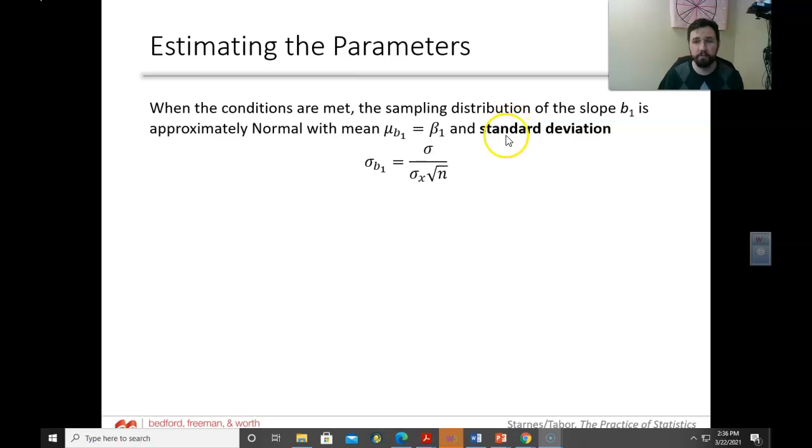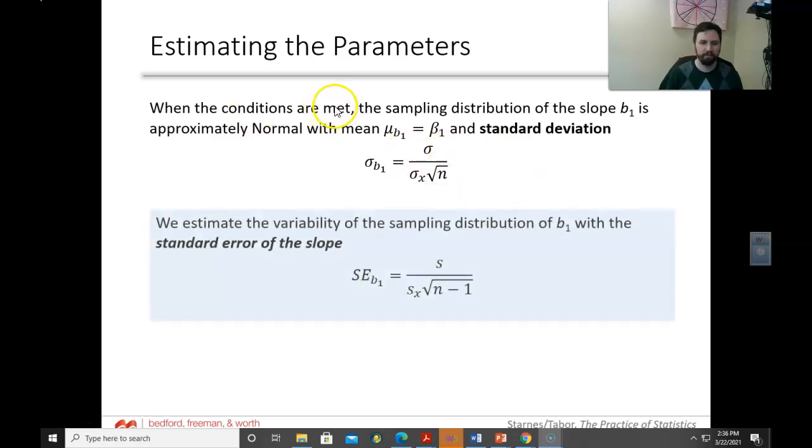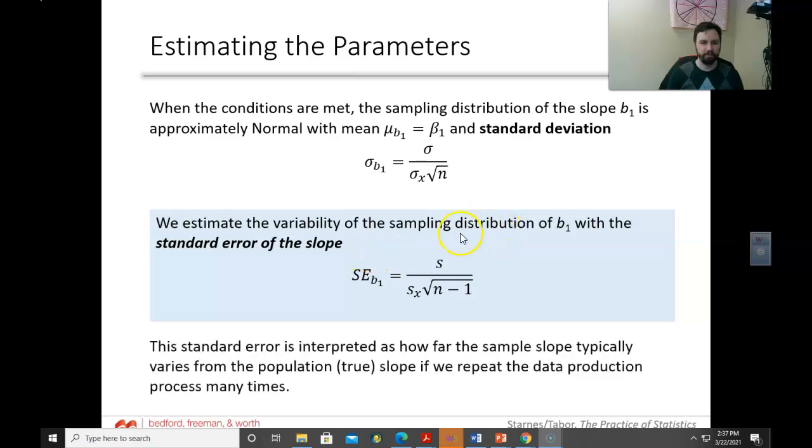Alright guys, so when conditions are met, the sampling distribution of the slope b is approximately normal, where the population mean equals your estimated mean. And we do our standard deviation this way. We talked about that last video. And if we want to convert it to standard error, now that's standard deviation. For standard error, we do n minus 1. Okay? Do n minus 1 for standard error. Keep that in the back of your noggin. We'll go over that more someday.